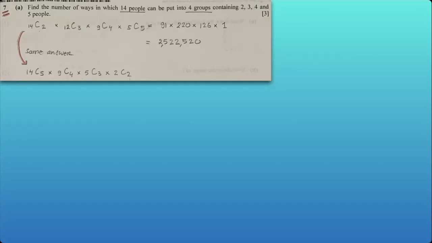So the number of people left is 9 now. Yeah, 12 minus 3 is 9. And we want to make a group containing 4 people. Okay, so 9 combination 4. And the number of people left now is 9 minus 4, which is 5. And we want to make a group containing 5 people. So 5 combination 5. And we multiply all of these because this is one set containing 14 people. So we multiply, and this is the answer. If you start making a group with 5 people down to 2 people, you should get the same answer.